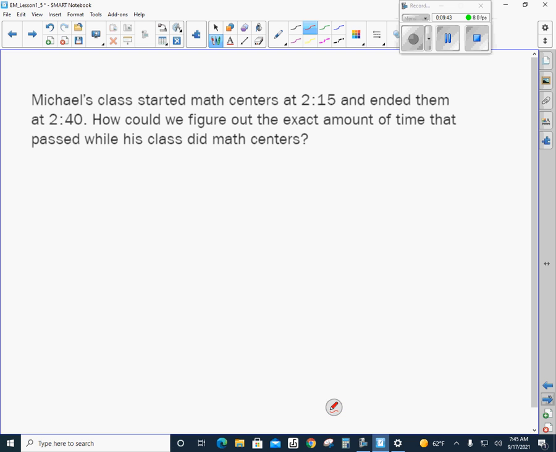Let's look at this problem. It says Michael's class started math centers at 2:15 and ended them at 2:40. How could we figure out the exact amount of time that passed while his class did math centers? So I want you to pause the video and see if you can figure out how much time passed from 2:15 to 2:40. Pause the video.